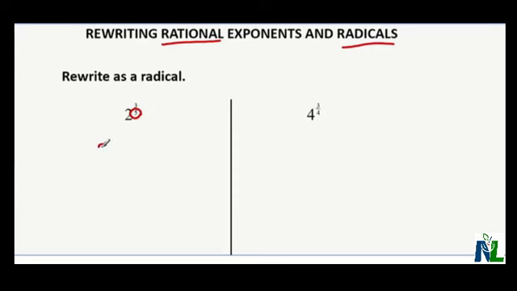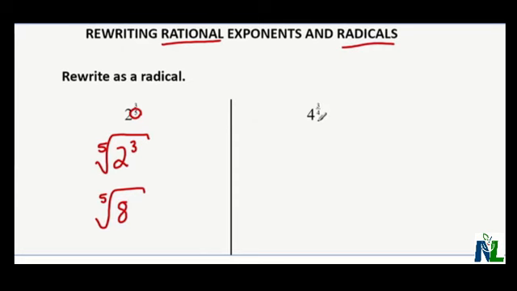So this would be written as the fifth root of 2 cubed. So the numerator stays as your exponent. The denominator becomes the index of the radical. So this could also be written as the fifth root of 2 cubed, and 2 cubed is 8. So either of these answers is acceptable.